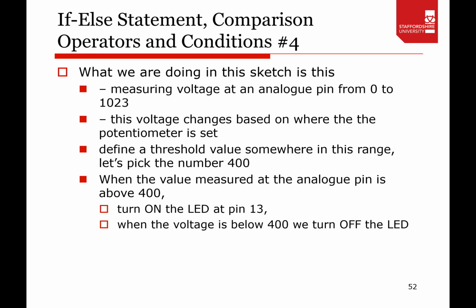What we're going to do in the sketch is measure the voltage at the analog pin from 0 to 1023, so the minimum and the maximum value. This voltage changes based on where the wiper of the potentiometer is set, as I showed in the previous section. Define a threshold value somewhere within this range. For example, pick the number 400, and when the measurement at the analog pin is above 400, turn on the LED at pin 13. When the voltage is below 400, turn it off. Well, that sounds simple.